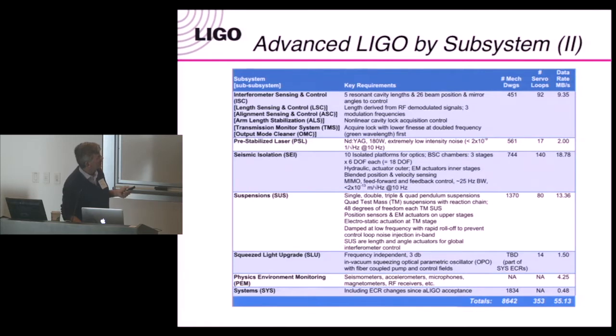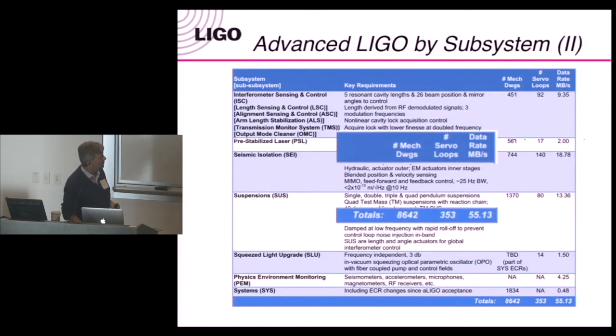And this is the heart of it, interferometer sensing and control. Here's the laser system. The two systems that are most important in terms of getting to low noise at low frequencies are these, seismic isolation and suspensions. We now have squeezed light, but I'm not going to talk about that. The point of this whole slide is the following.